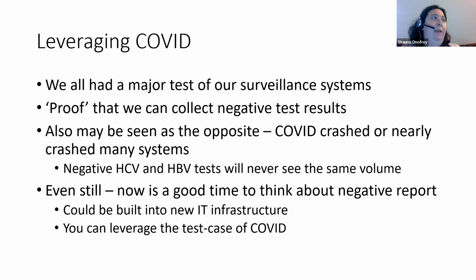Even if there's been recognition that your surveillance system maybe couldn't handle the volume, some places may be thinking, well, what does that mean? What changes does that need to mean for our surveillance system? And now may be the time to build some changes in that would allow you to handle some of these negative results. And you can also point to this test case of COVID, that the system was able to, in some way, handle this, and was also able to figure out some things about how we want to handle these kinds of results.